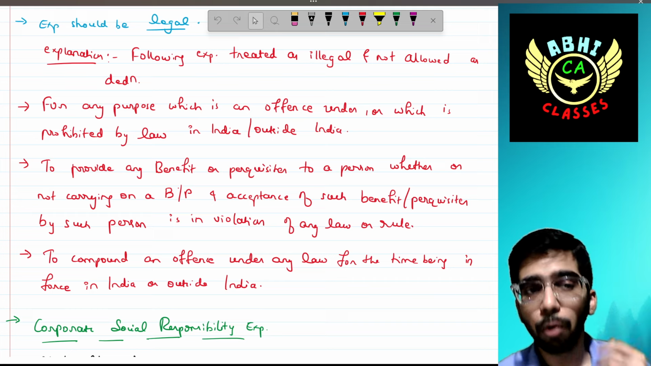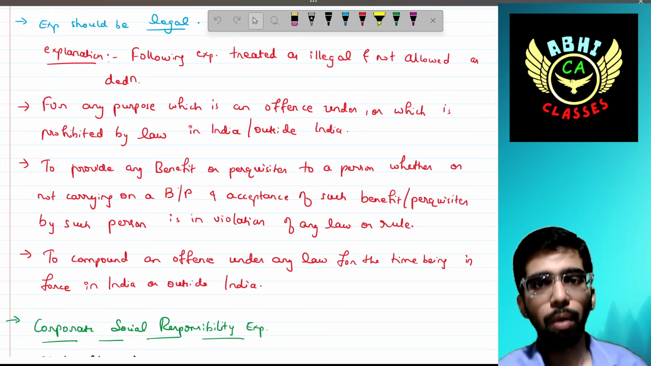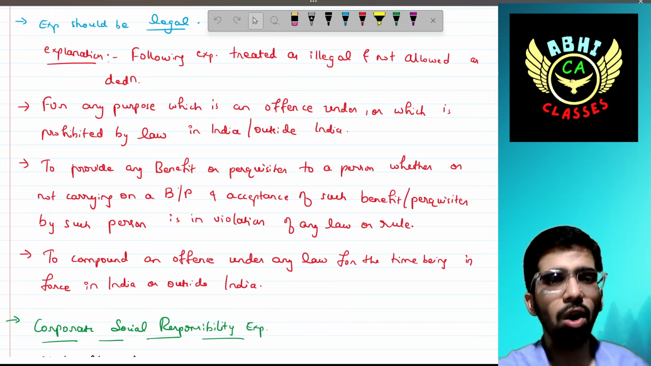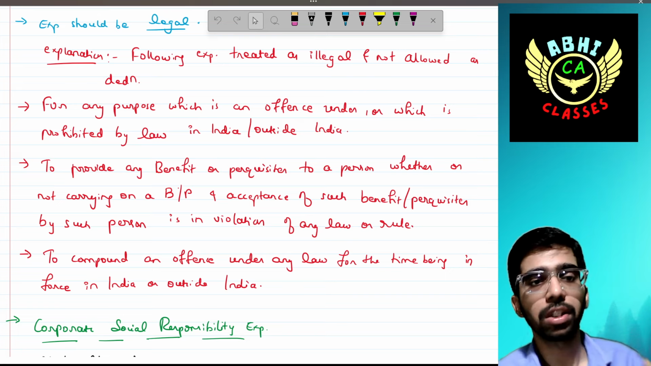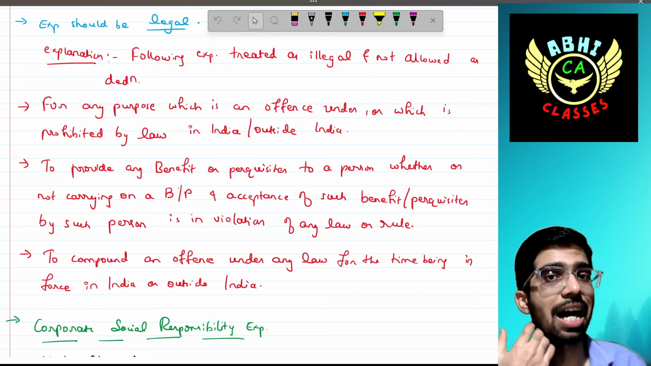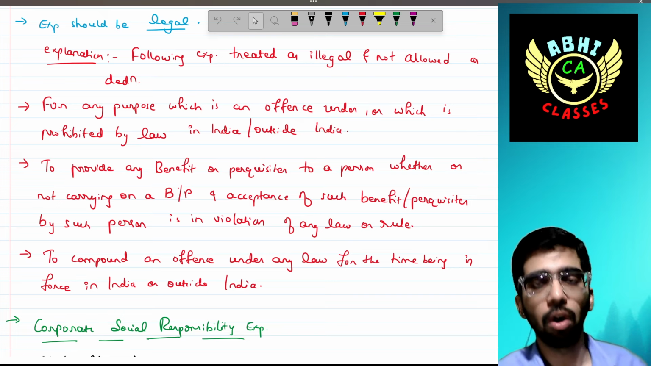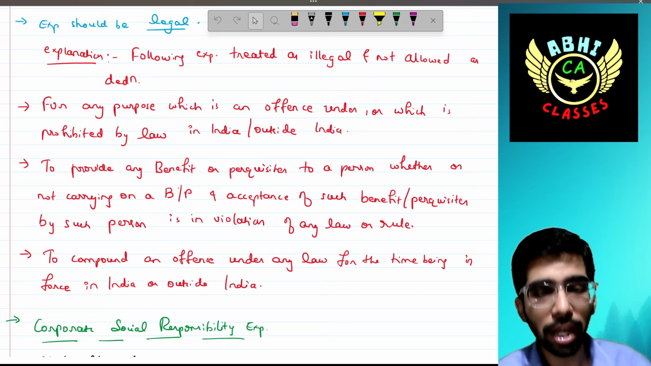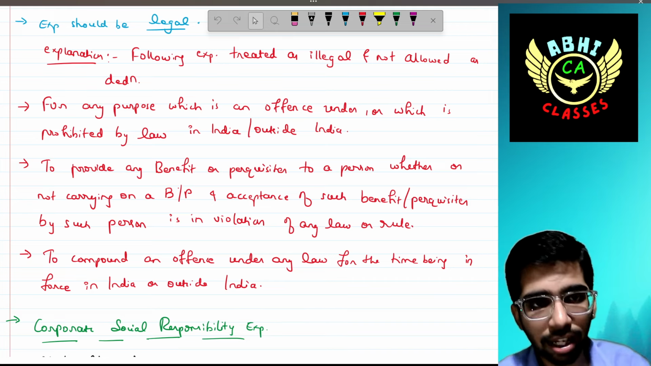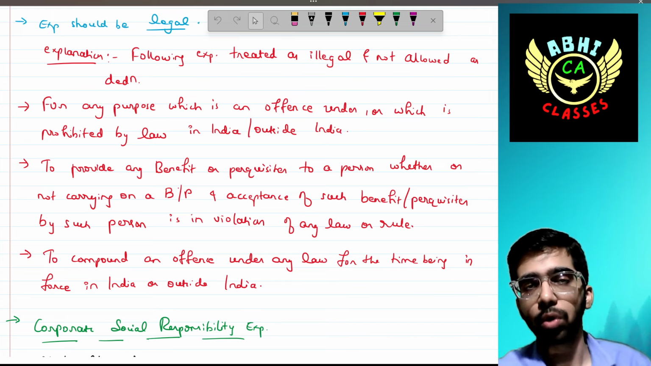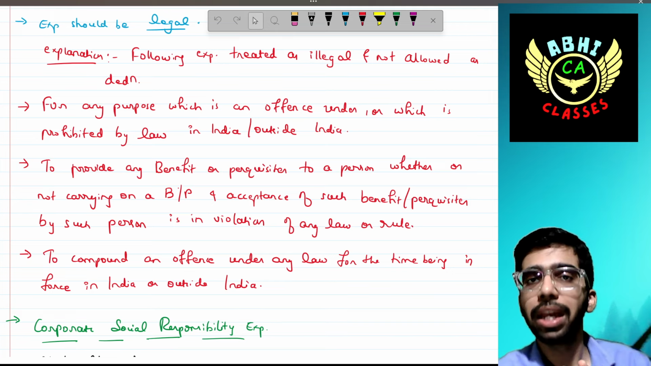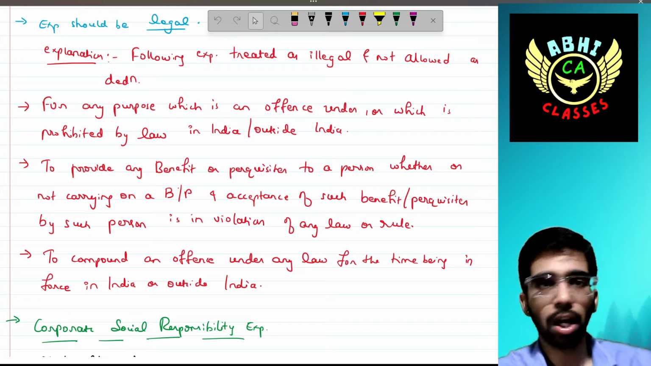Any expense to provide a benefit or perquisite to a person, whether or not carrying on a business or profession, where the acceptance of such benefit or perquisite by such person is also in violation of any law or rule. If you are paying any perquisites, salary or benefit which are prohibitive in nature, the expense incurred on that should not be allowed as a deduction.